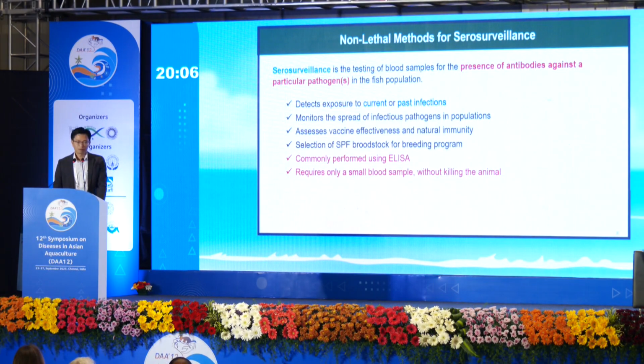And for serosurveillance, normally we go with ELISA. The technique is commonly used, and it requires very small amounts of blood and can be done without killing animals. For one ELISA reaction, you may need only 1 microliter of blood. 1 microliter of serum, sorry.